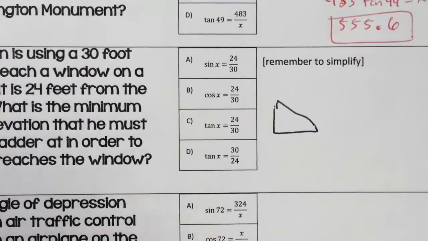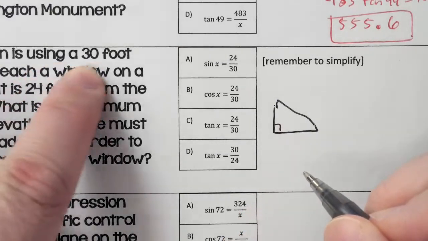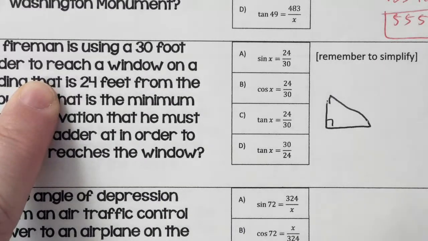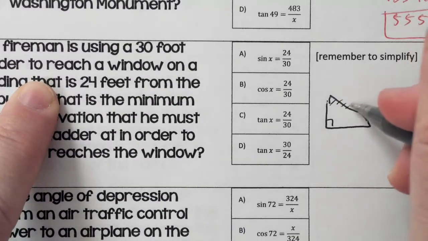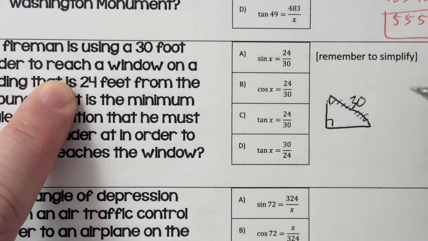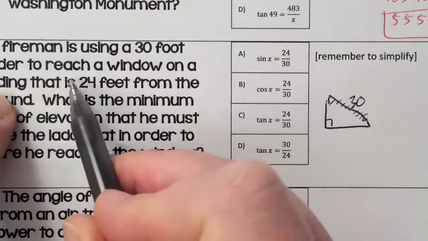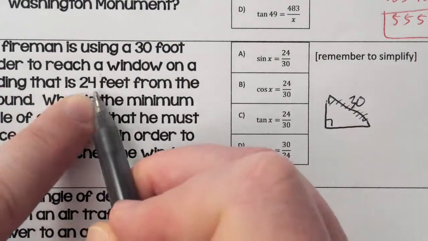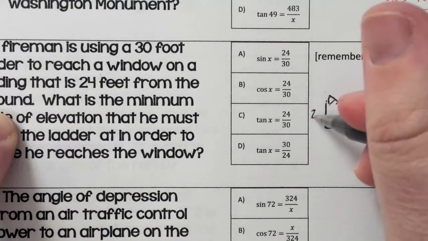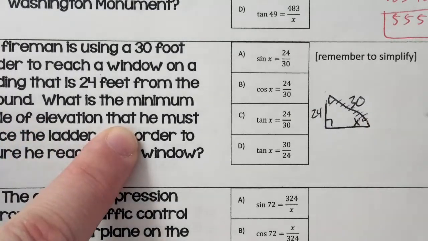All right, so on this problem, let's label. Here's the triangle, here's the right angle. A fireman is using a 30-foot ladder. The ladder is going to be leaning up against the wall, so here is the ladder right there. That's how you use a ladder. So it's 30 foot long, to reach a window on a building that's 24 feet from the ground. So here is the window, here's the ground, so it's 24 feet up. What is the minimum angle of elevation? So this would be X.